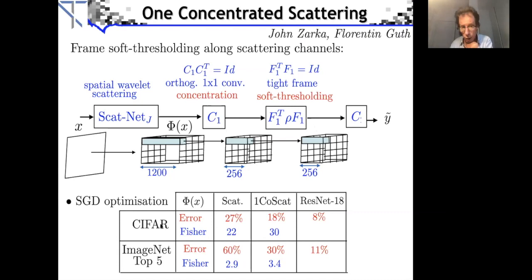On CIFAR, you reduce the error by a factor of 2. You're still not at ResNet level, but you are getting closer. And on ImageNet, again by a factor of 2, and you see how the Fisher ratio increases, which means that you indeed preserve the separation of the means, but you reduce the variance. Okay, how to get the last step?